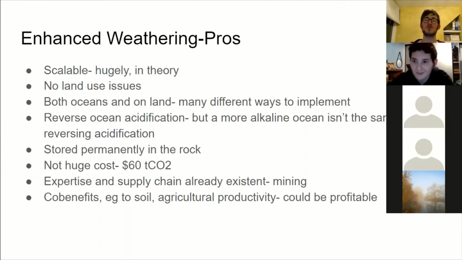Mining is the single biggest way we extract stuff from the earth, and is actually one of the biggest human impacts on the world in general. A huge amount of money is in mining, and a huge amount of expertise. So we already have that. The supply chains to do this already exist. We don't have a lot of the economic problems that we do have with some of the other options. We also have co-benefits as well.